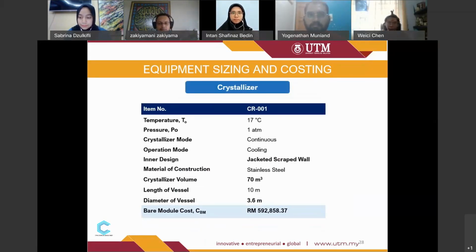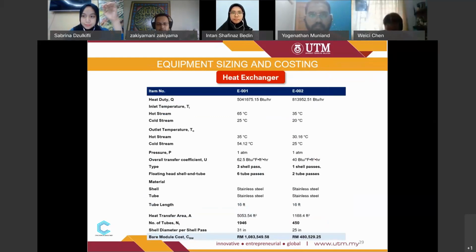The equipment sizing for the crystallizer. The inner design for the crystallizer we use is jacketed scrap wall, and the crystallizer volume is 70 cubic meter. The total cost will be around 592,000.